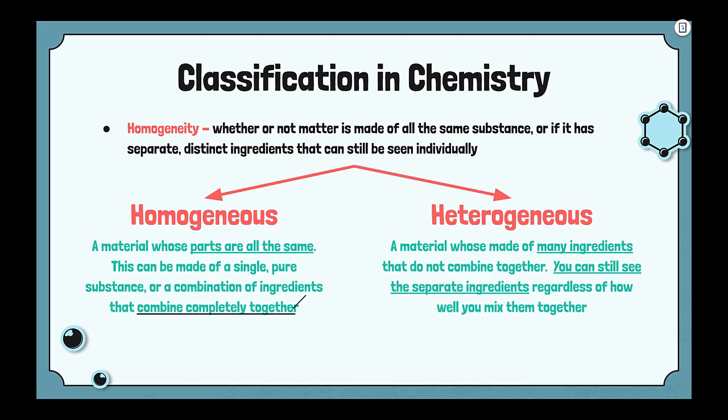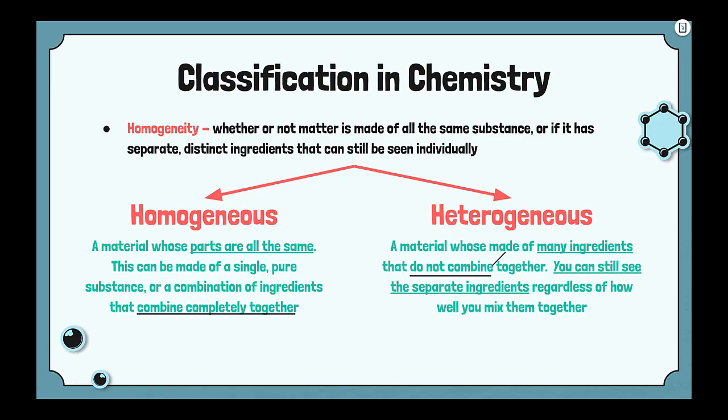If something is not homogeneous, then it must be heterogeneous. This is a material made up of many separate ingredients that do not combine together well. You can still see those separate ingredients regardless of how often or how much you try and mix them together.